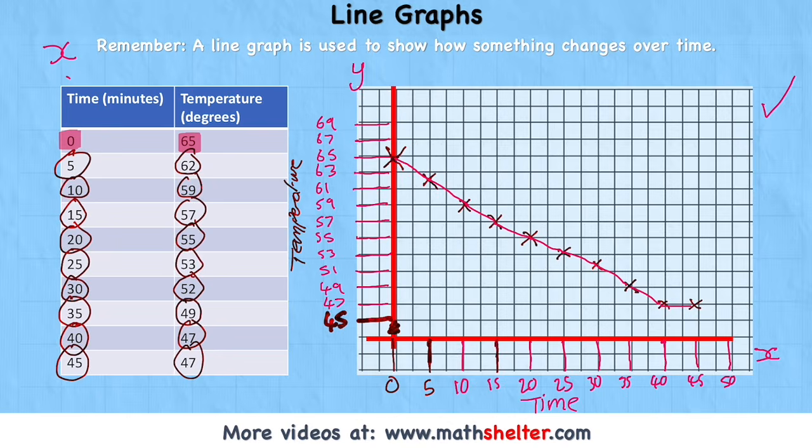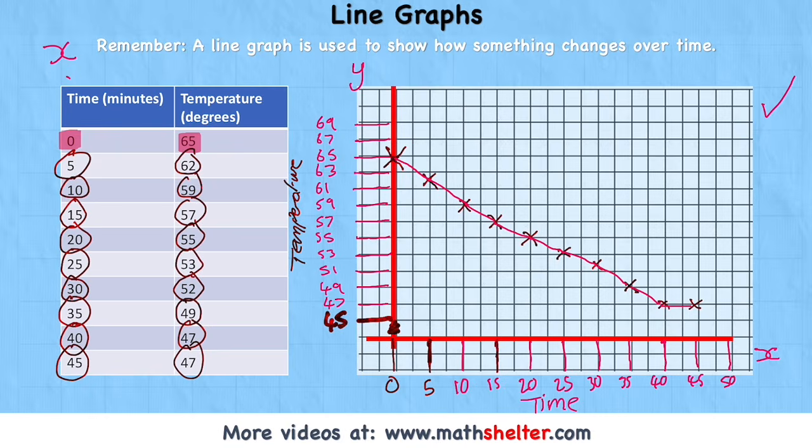We could also ask questions like, why do you think the temperature is 47 degrees at 40 minutes, but also 47 degrees at 45 minutes? Well, the answer might be that that was the room temperature, even though that seems pretty high. But there might be a reason, and therefore could be a question to ask. So that's how to create a line graph.